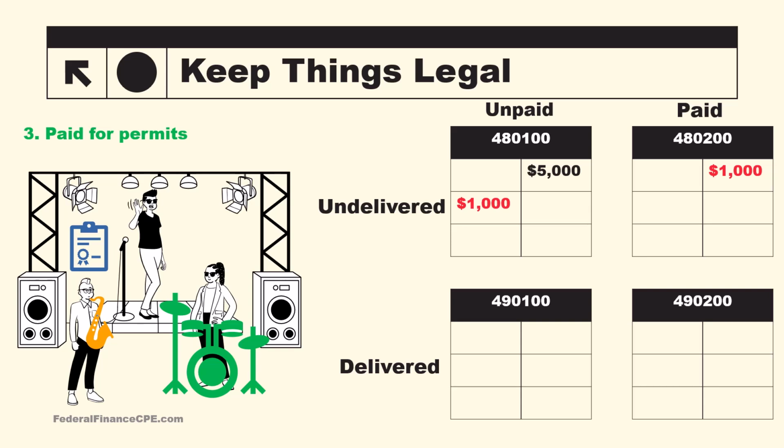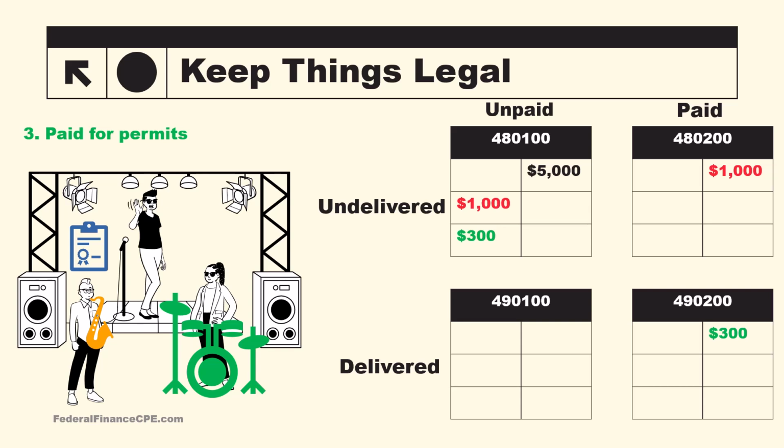Now, we've gone to the county permit office and paid for the necessary permits for our concert, which costs $300. Watch where this $300 moves in our matrix. Since we immediately received the permit and paid for it, this obligation jumps straight to the account 490200, Delivered Orders Obligations Paid. This differs from our venue deposit because we got what we paid for immediately.